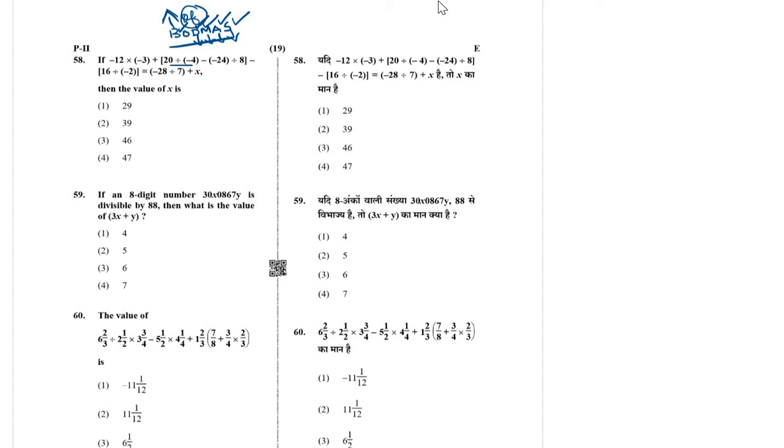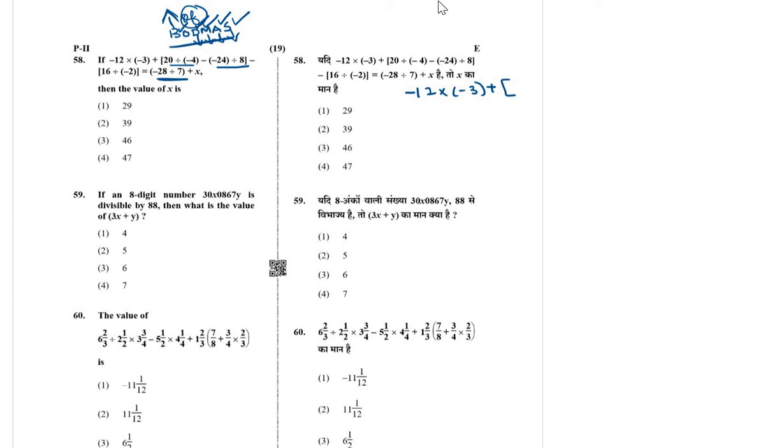Here one of the divisions is here, one of the divisions is here. In this BODMAS rule, first we have to calculate the division. I am writing the question again here. So minus 12 into minus 3 plus. Within the bracket, division is there.